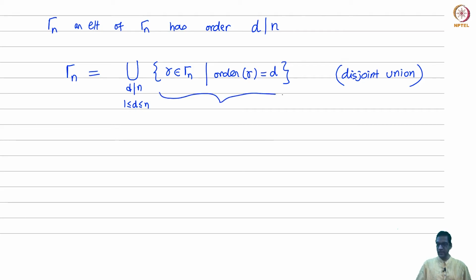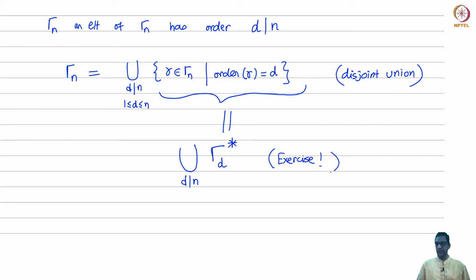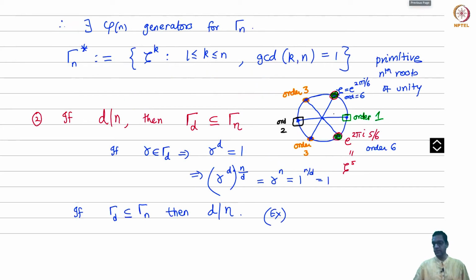If I look at these elements here, the ones whose order is exactly d, then you will observe that this is actually just the set gamma d star. Okay, so in other words, this is the union over d dividing n of gamma d star. Now maybe again I will leave this as a little exercise for you to check. It's an easy sort of exercise. So look back on this previous diagram that we drew and see how those came about.